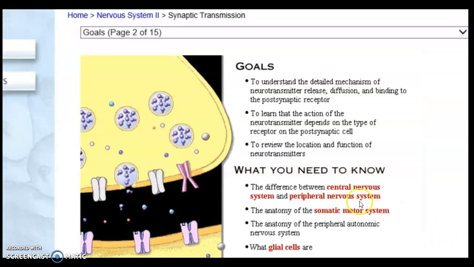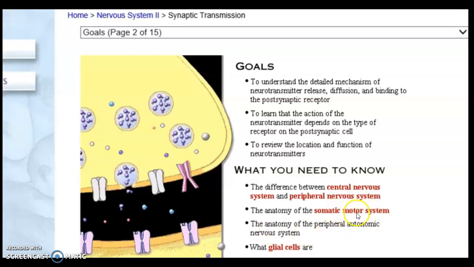Okay, going into this, we should understand what the central nervous system is and what the peripheral nervous system is. And of course, the central nervous system is the brain and spinal cord. The peripheral nervous system is to the periphery of it, meaning the cranial nerves coming off the brain and the 31 spinal nerves coming off of the spinal cord. Okay, then the difference between the somatic motor system and the peripheral autonomic nervous system.